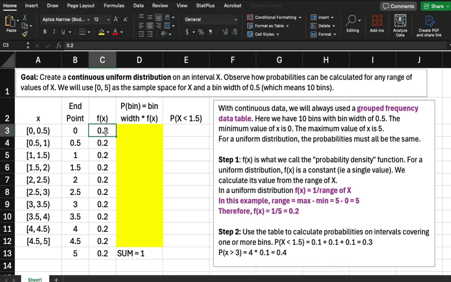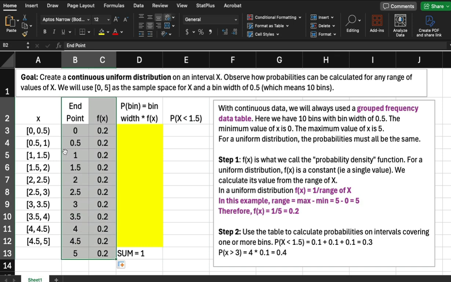So you literally just type in the 0.2 and you can just fill it all the way down, like so. And so if we were to graph it, we would just highlight columns B and C, and you could create a scatter plot of that. But we're not going to do that.